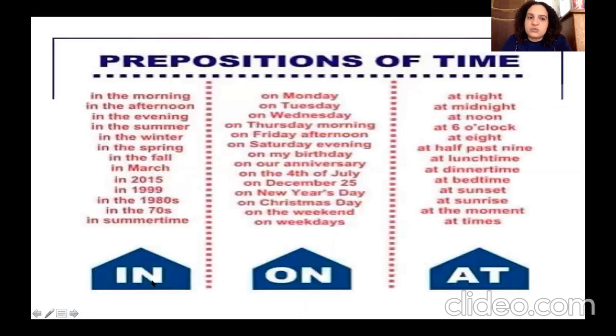So in expressions like in the morning, in the afternoon, in the evening. But for night, we use at night, okay? We use in for seasons: in the summer, in the winter, in the spring, in the fall. Months, in March. Years, in 2015, in 1999. Decades, in the 70s, in the 1980s, and summertime.